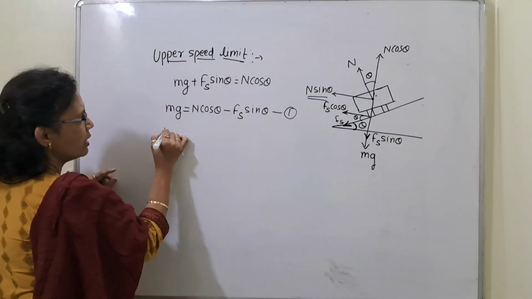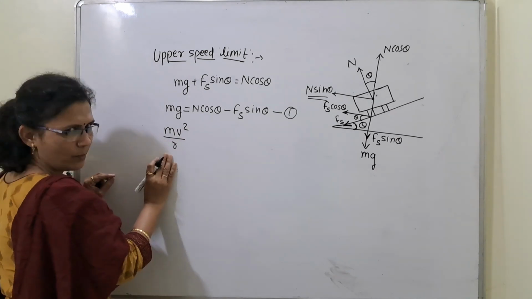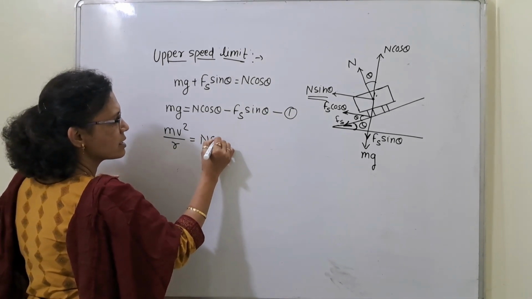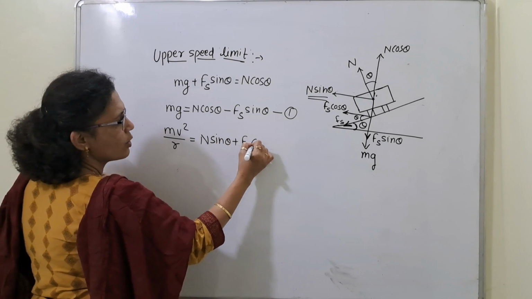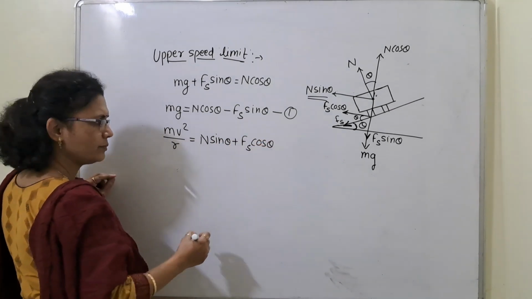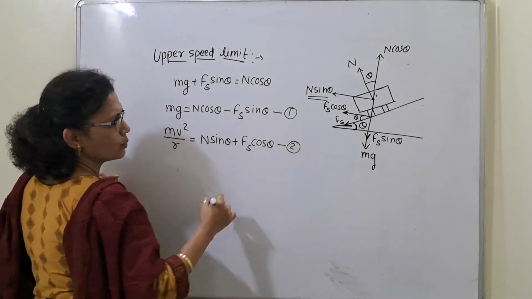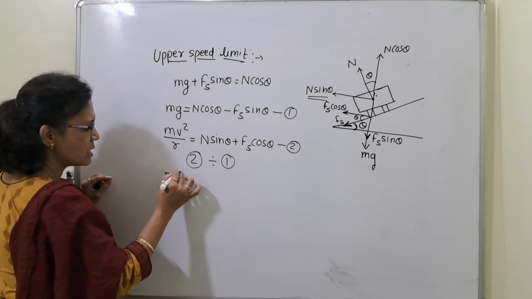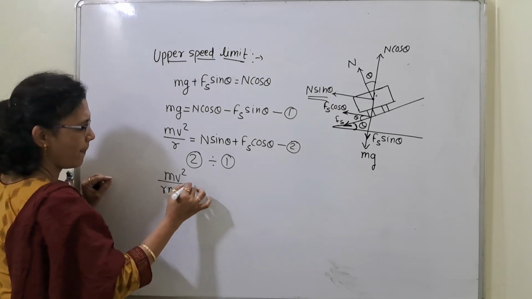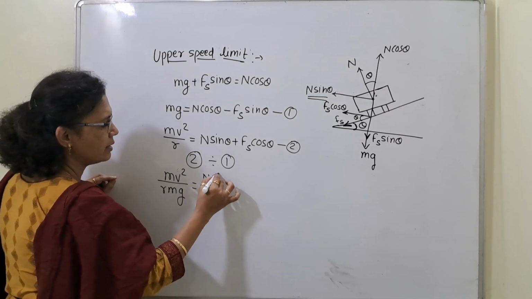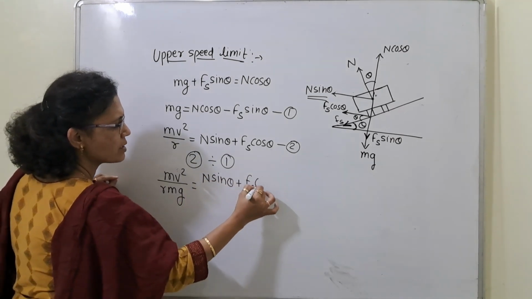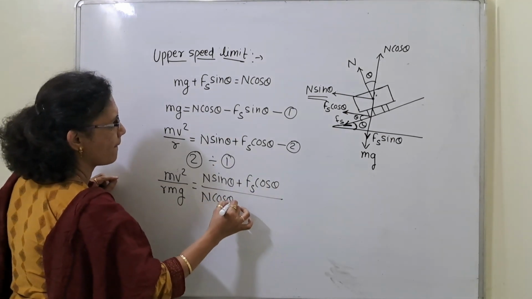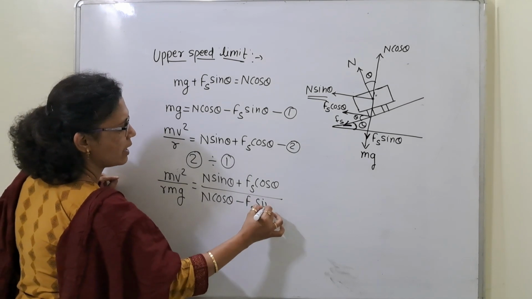So what I can write, mv square by r, this is the centripetal force, and this centripetal force is provided by these two components, that is N sin theta plus fs cos theta. Okay, let this be equation number 2. Again divide equation number 2 by 1. mv square by rmg is equal to N sin theta plus fs cos theta divided by N cos theta minus fs sin theta.